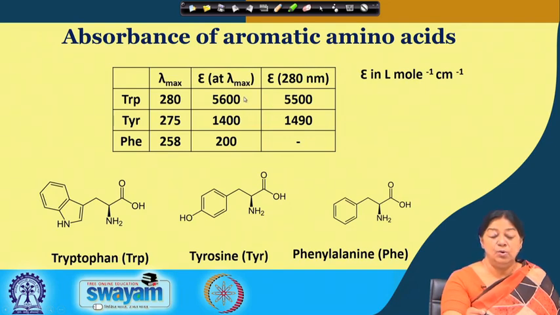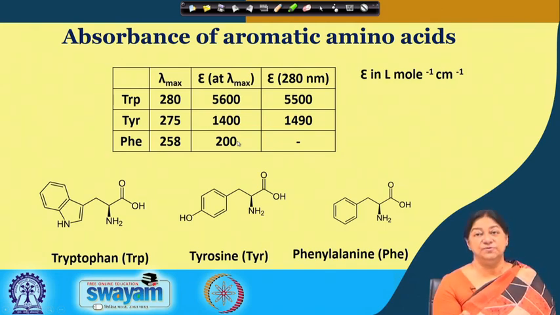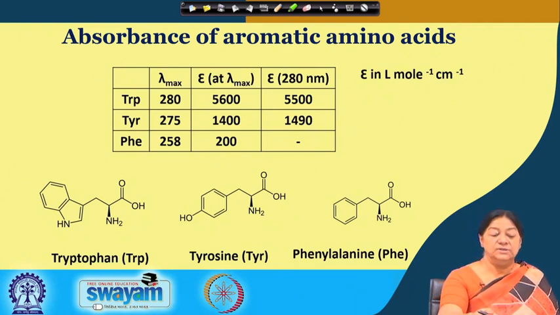When we look at the molar extinction coefficients, we see that tryptophan has the highest molar extinction coefficient. What does this mean? If any protein molecule has a large number of tryptophan residues, it will absorb a large amount of light. Similarly, we have tyrosine and phenylalanine, which are weaker chromophores compared to tryptophan.